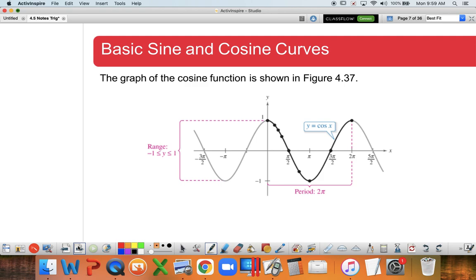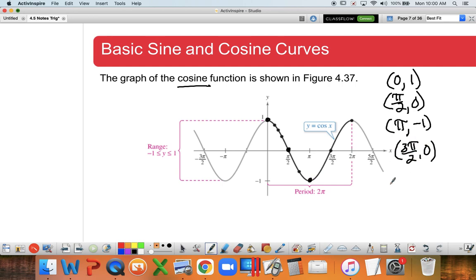Let's do the same thing for cosine using your unit circle again. So now we're looking at cosine. What is the cosine of 0? Well, it's 1, so that becomes my first point. What is the cosine of pi over 2? 0. What is the cosine of pi? -1. What is the cosine of 3 pi over 2? 0. And now we're back at the x-axis, so now since we've gone a full 2 pi around, what is the cosine of 2 pi?